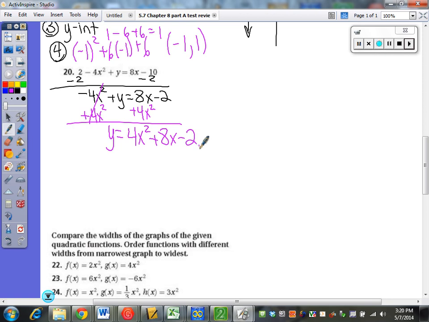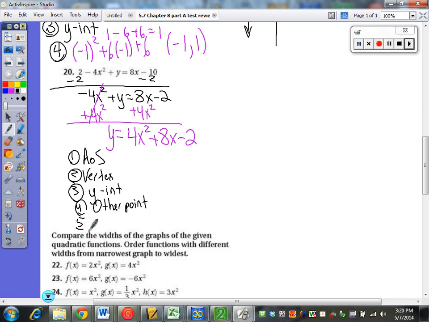Now we can utilize the same methods: the axis of symmetry, the vertex, the y-intercept, another point, and reflect those points to graph that.